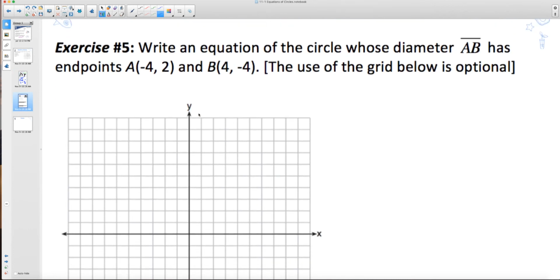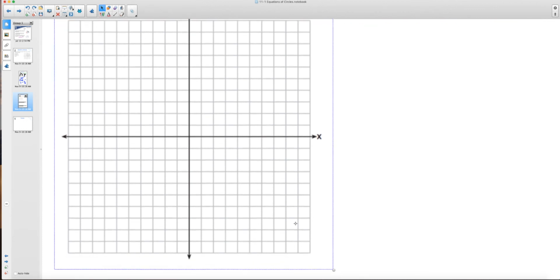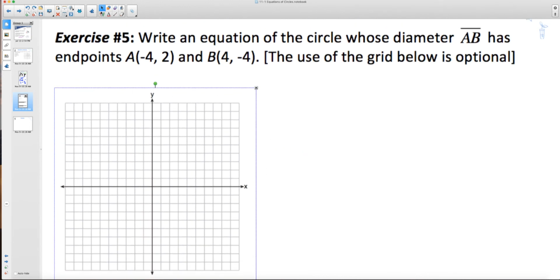Okay, exercise 5, write an equation of the circle whose diameter AB has those endpoints. Okay. So let's maybe map this out here. So negative 4, 2. So that's A. And B is 4, negative 4.